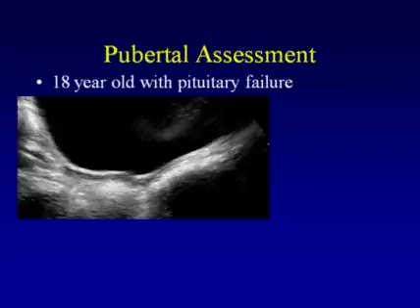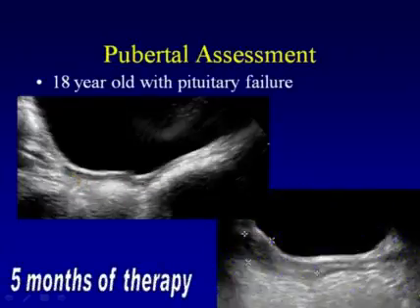So whenever we look at the uterus in a child, it's important to decide whether it's prepubertal or pubertal in configuration. So here is an 18-year-old with a very small uterus in which the cervix and uterus are similar in size. Following therapy, there's been an increase in the uterine thickness as compared to the cervix.